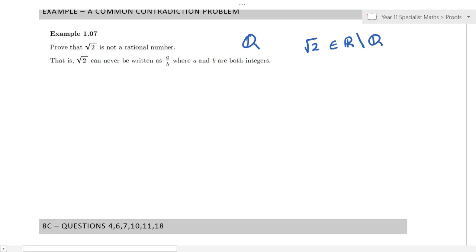So what we're actually proving is that root 2 is an element of the real numbers that are not rational. Does that make sense? There's no way of writing irrational. It's real, but it's not rational. It's irrational. Technically then, what we're trying to do is show root 2 is not equal to A over B, such that A and B are both integers. And how do we write integers? Z. Very good.